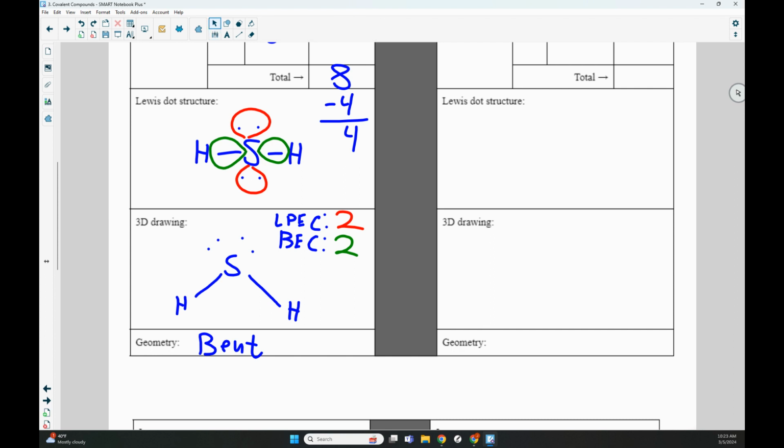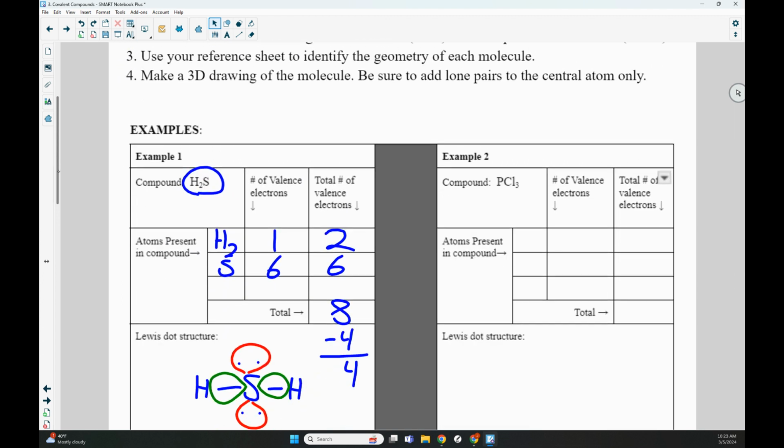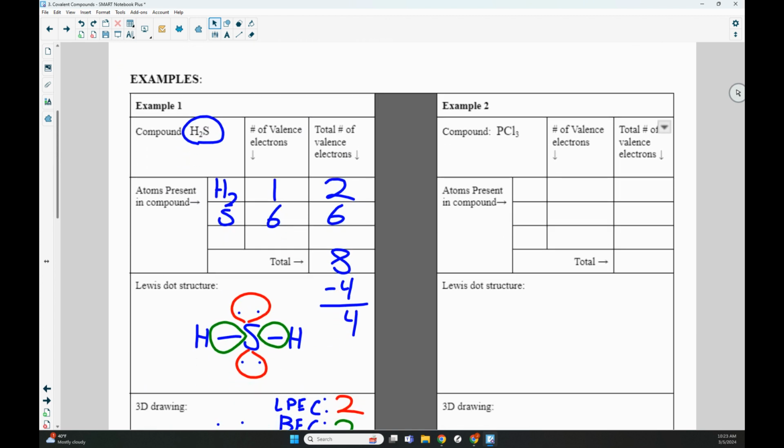Okay, moving on to example 2, which is phosphorus trichloride, PCl3. Step 1 again is to make the Lewis dot structure. Phosphorus has 5 valence electrons. There's 1 of them, so that's a total of 5. Chlorine has 7 valence electrons. There's 3 of them, so that's a total of 21, giving us a total of 26 valence electrons.